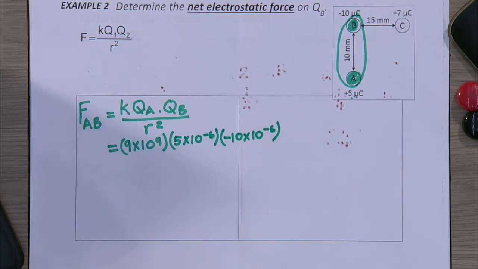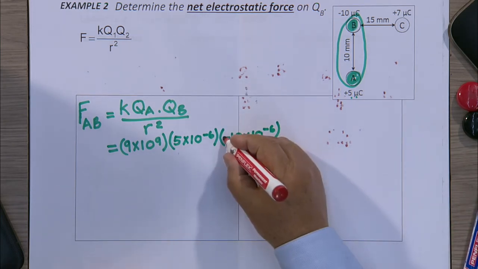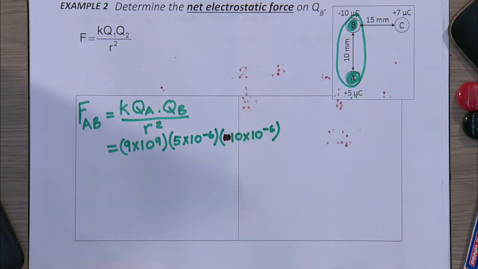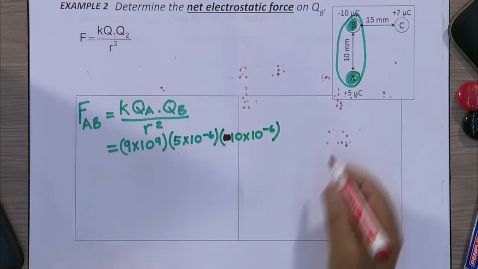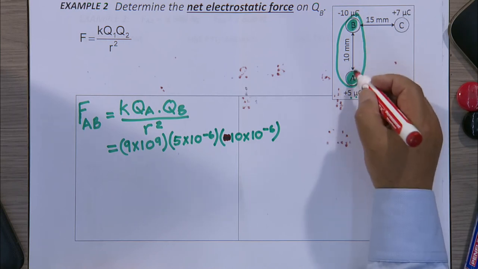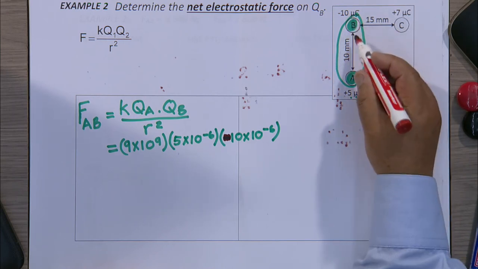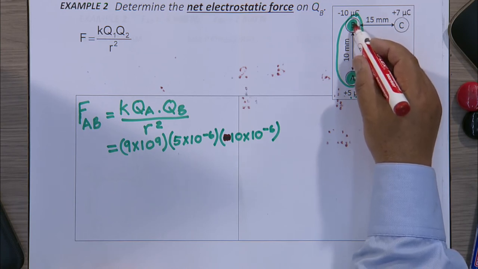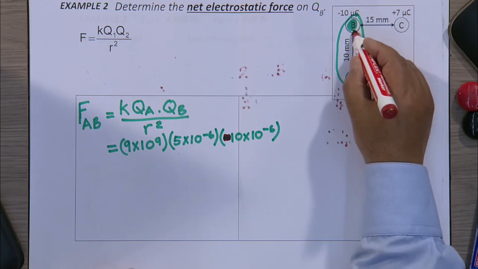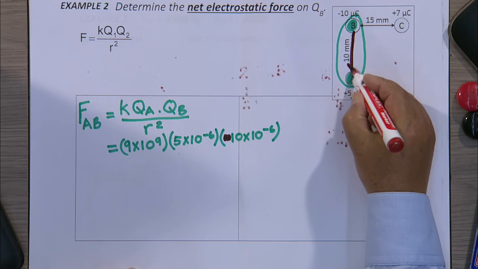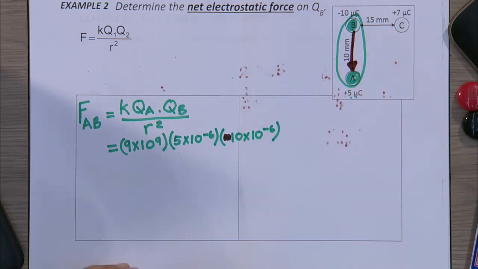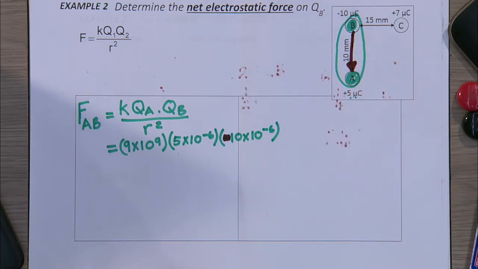Okay. Now, I've said earlier that we don't have to put in the signs of the charges. I just want to show you, because we know that this is going to be attractive. That's a negative and positive, so they're going to attract. So that one will probably come down this way. You get the idea? So this one will probably move down in this direction. That is the direction of the force that we will eventually get.